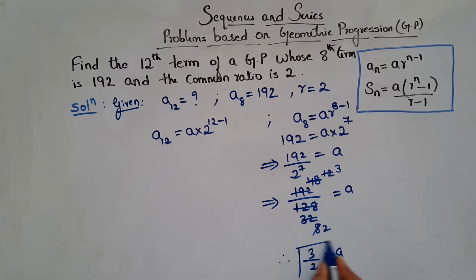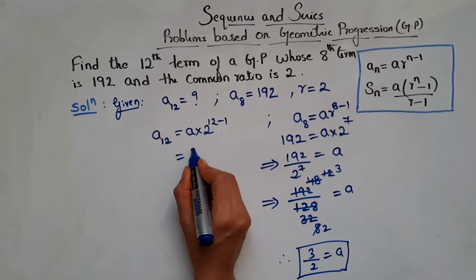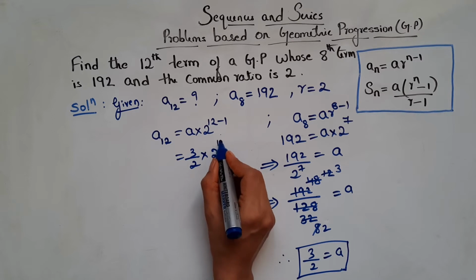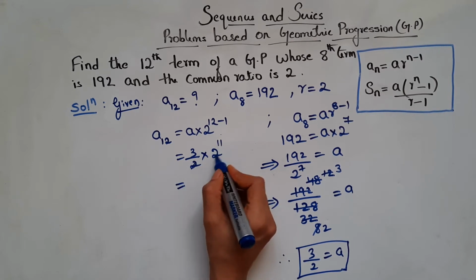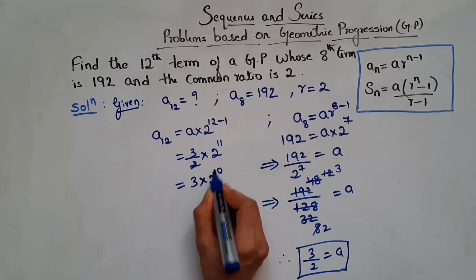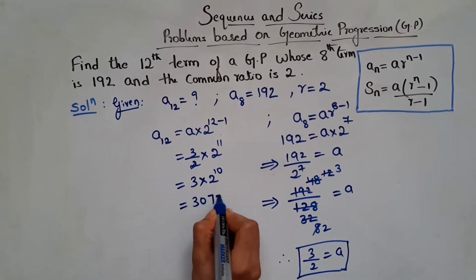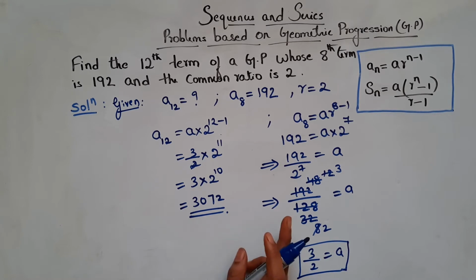So now let's substitute this a in this equation. Here we have 3/2 into 2^(12-1), which is 2^11, equal to, here one 2 is gone, so you are left with 2^10. So 3 into 2^10. This will give you 3072. So I hope this is clear. Now let's move on to the next problem.